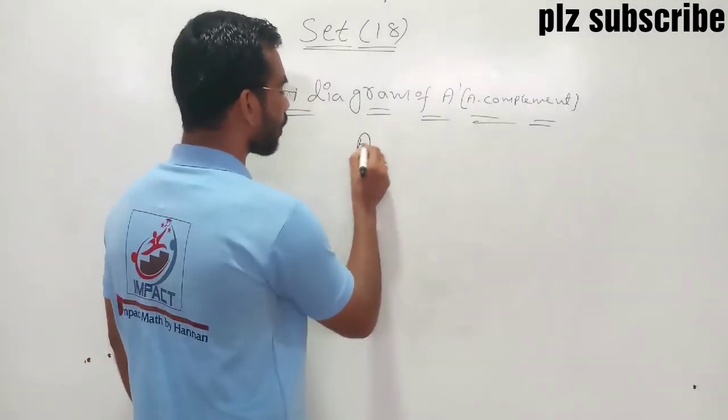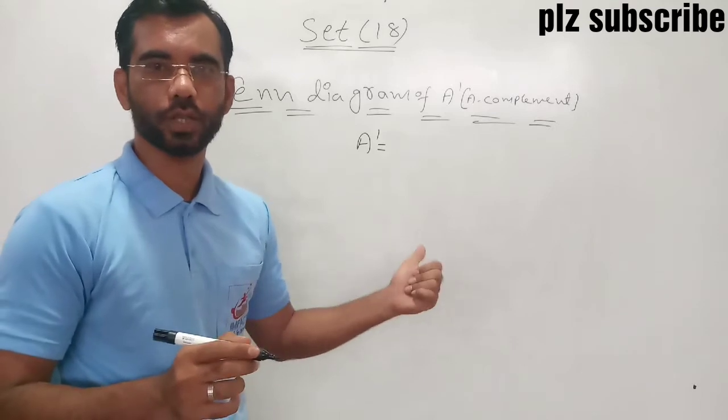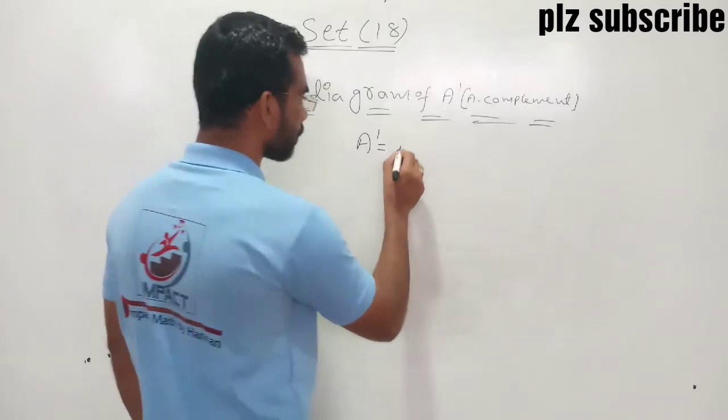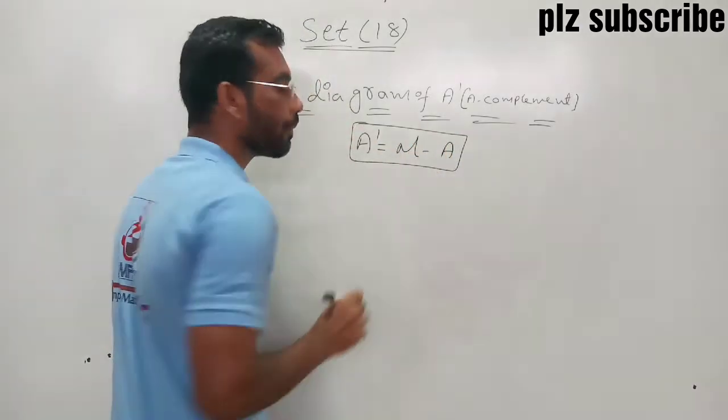First of all, A complement. If A is given, you should take A complement. If B is given, you should take B complement. Here I am using A complement. A complement is equal to mu minus A.